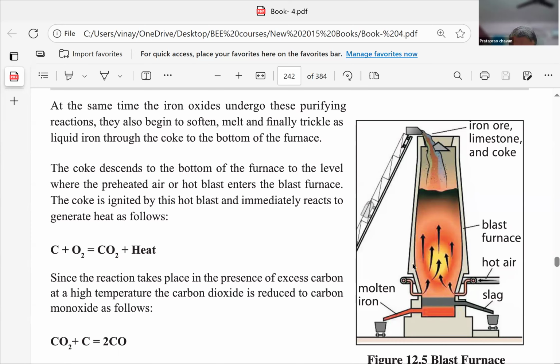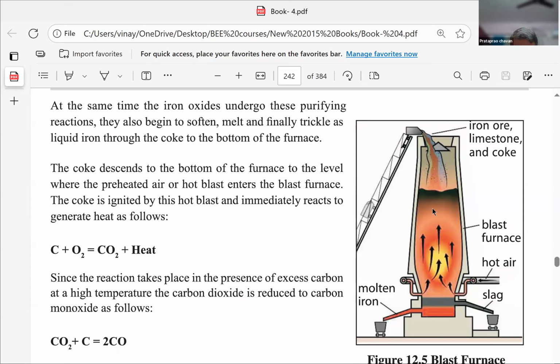Then this material, like a boiling pot, removes all the impurities. The carbon burns from the coke and generates heat, C plus O2 gives CO2 for perfect combustion. You know the jargon, fuel combustion we have seen. Limestone acts as a remover of the impurities.